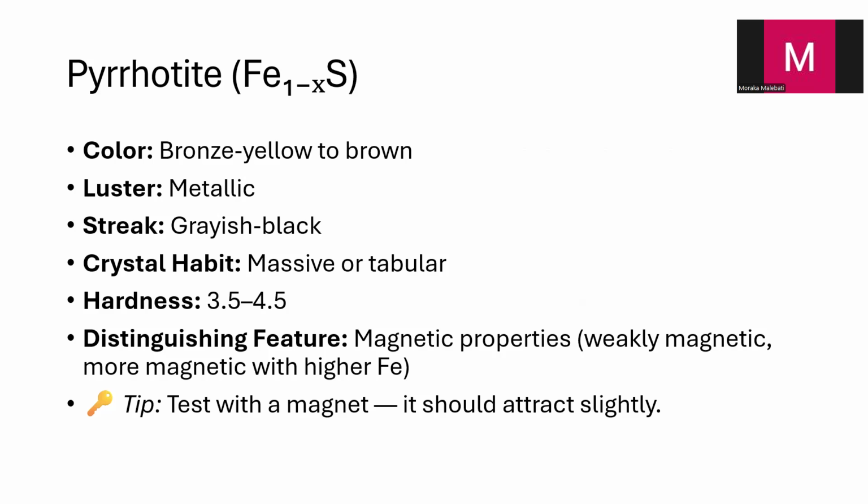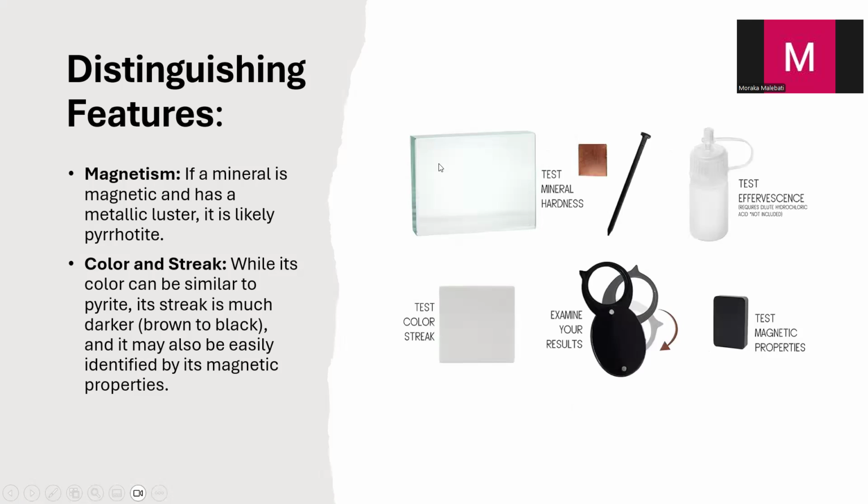Okay. And this one is not that hard as compared to the pyrite. Like I said, to test or to identify the pyrrhotite, you must have a magnet. So if it's slightly magnetized and there's metallic luster, then you know for a fact that I'm dealing with a pyrrhotite.